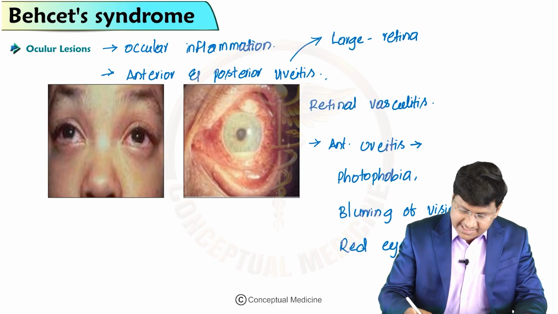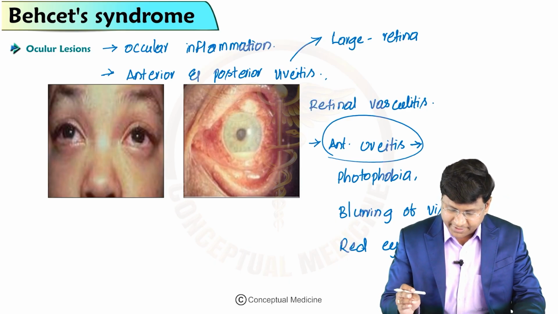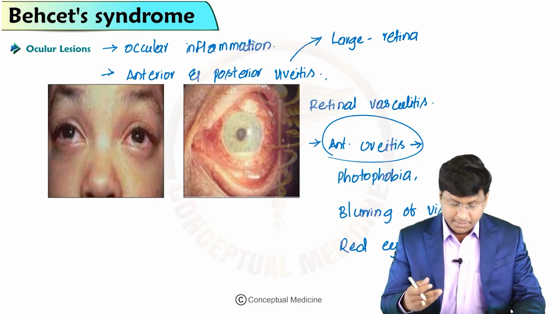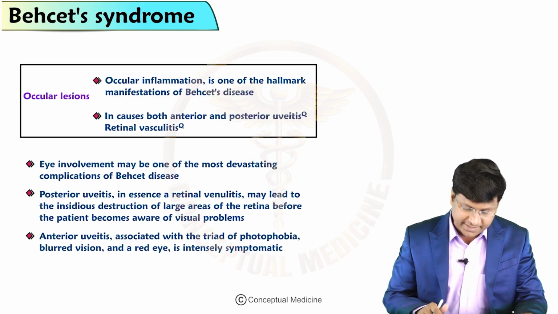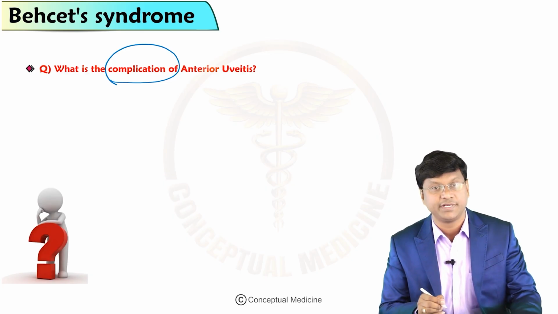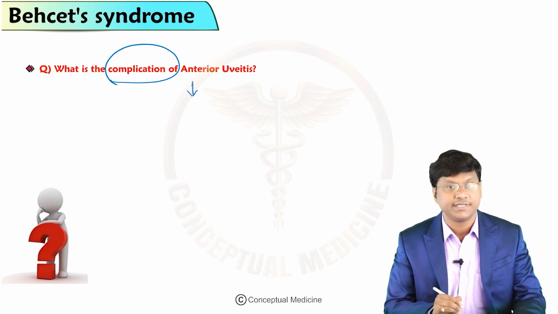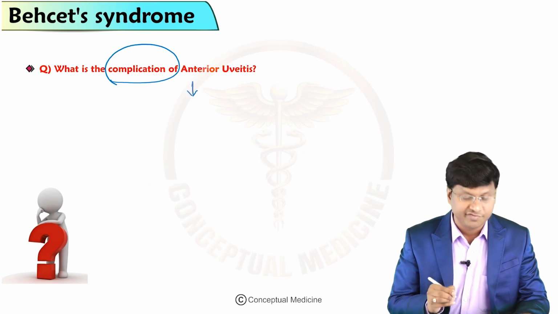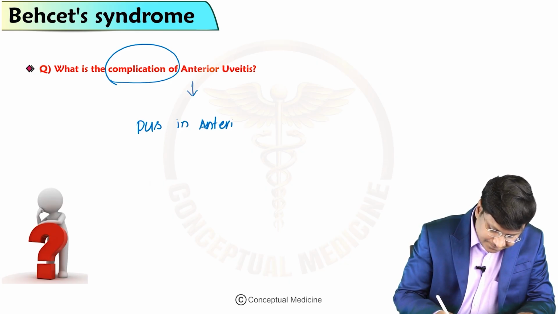Now, as a part of anterior uveitis, we have discussed this is a triad, that is photophobia, blurring of vision and red eye. But if you leave the anterior uveitis without treatment, what is the complication that you will see? So, as a part of the anterior uveitis, there can be accumulation of pus in the anterior chamber.